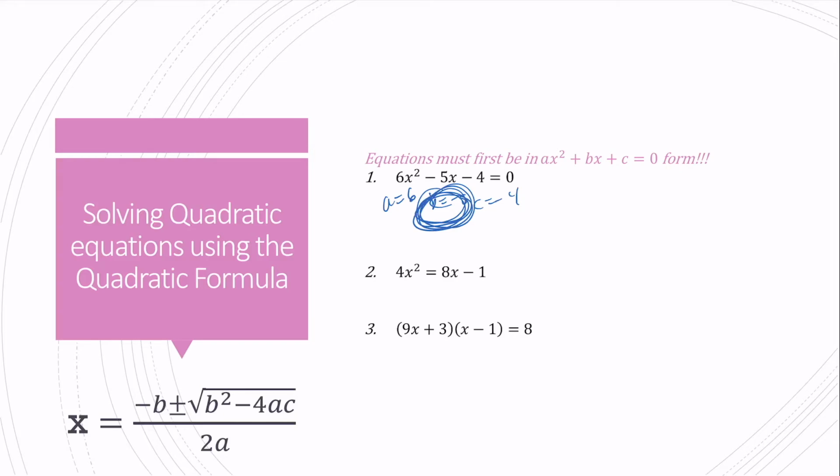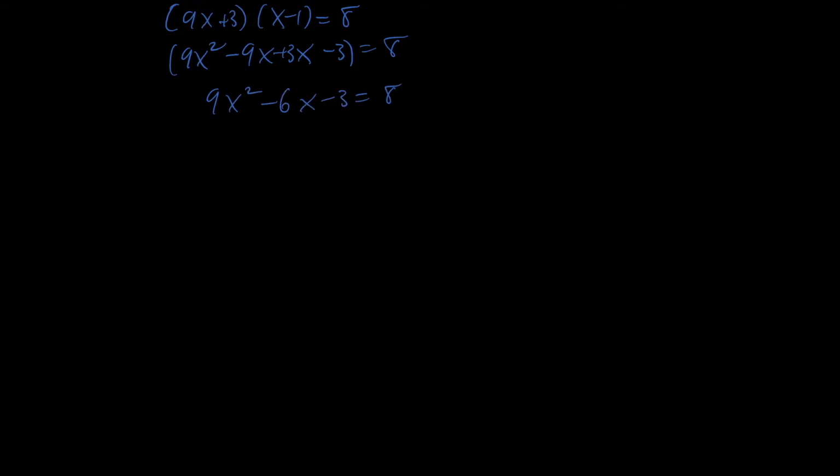Last but certainly not least, I have 9x plus 3 times x minus 1 equals 8. I'm going to go ahead and get this in ax squared plus bx plus c form, and the first thing I'm going to have to do is FOIL. So I have 9x squared minus 9x plus 3x minus 3 equals 8. So I have 9x squared minus 6x minus 3 equals 8.